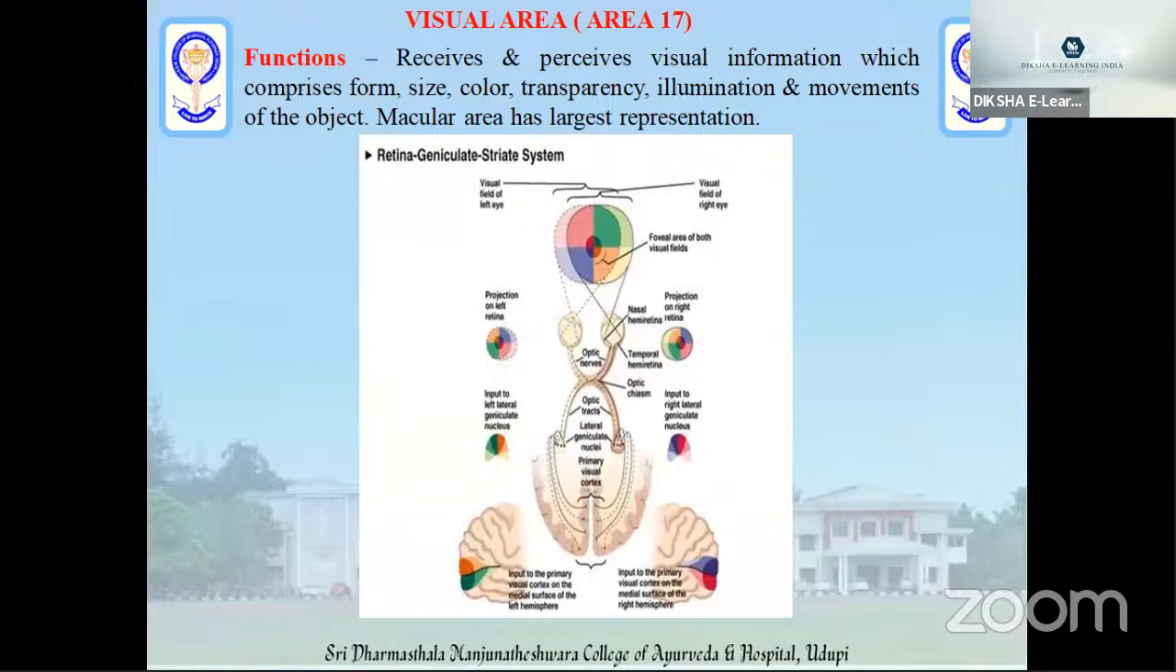Therefore, usually lesions near the calcarine sulcus spare the macular area. The macular area will be spared.